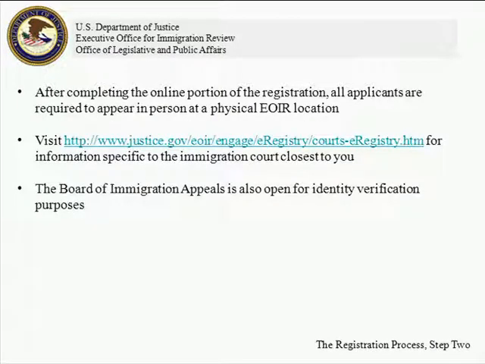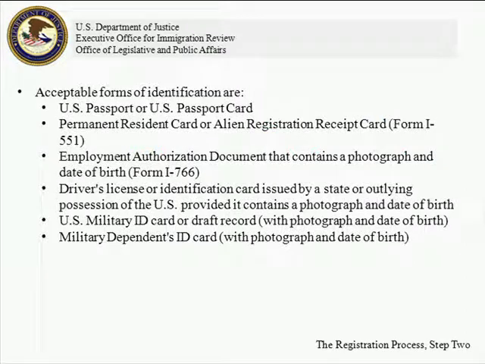As we discussed, identity verification is the second portion of the process for registrants. And again, this is the website that you can access in order to check what information is specific to the immigration court closest to you. And again, the board is also available for identity verification. These are the acceptable forms of identification. We also have these on the website and pictures of the documents in case you're unsure what something might look like that is necessary. The biggest part of it is it needs to have a photograph and your date of birth and be federally issued or state issued.